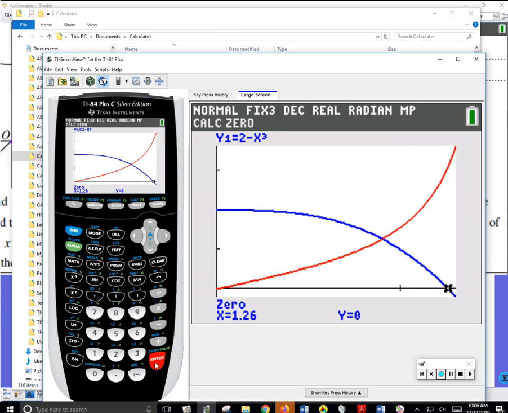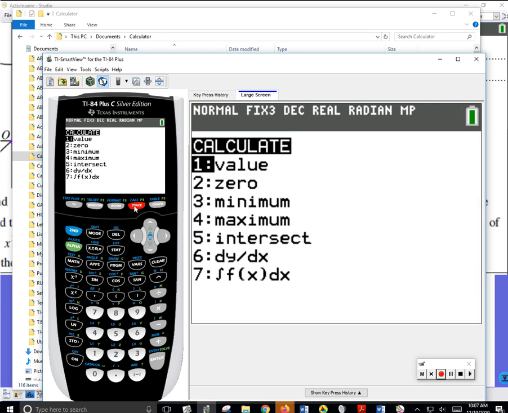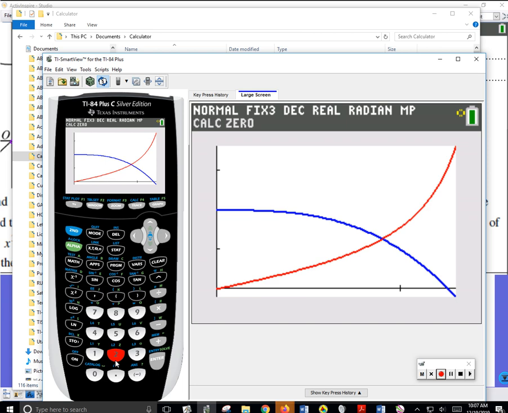Make sure the screen says 0. So one more time. You're on the graph. You say second trace. You choose 0. You have to position the cursor to the left of where the 0 is located. Now you have to position the cursor to the right of where the 0 is located. It says guess, so you just put it near the 0. And make sure your screen says 0.